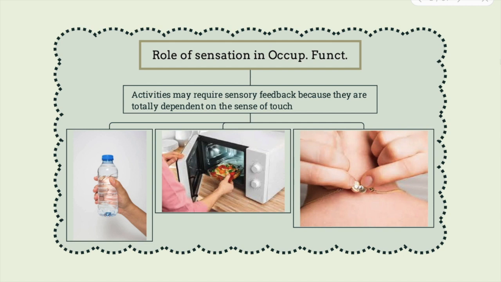Same goes with taking a hot bowl out of the microwave. Temperature sensations allow us to realize if the bowl is too hot to carry to the table. And lastly, clasping a necklace behind your head or behind your neck relies entirely on sensory feedback because vision is occluded.